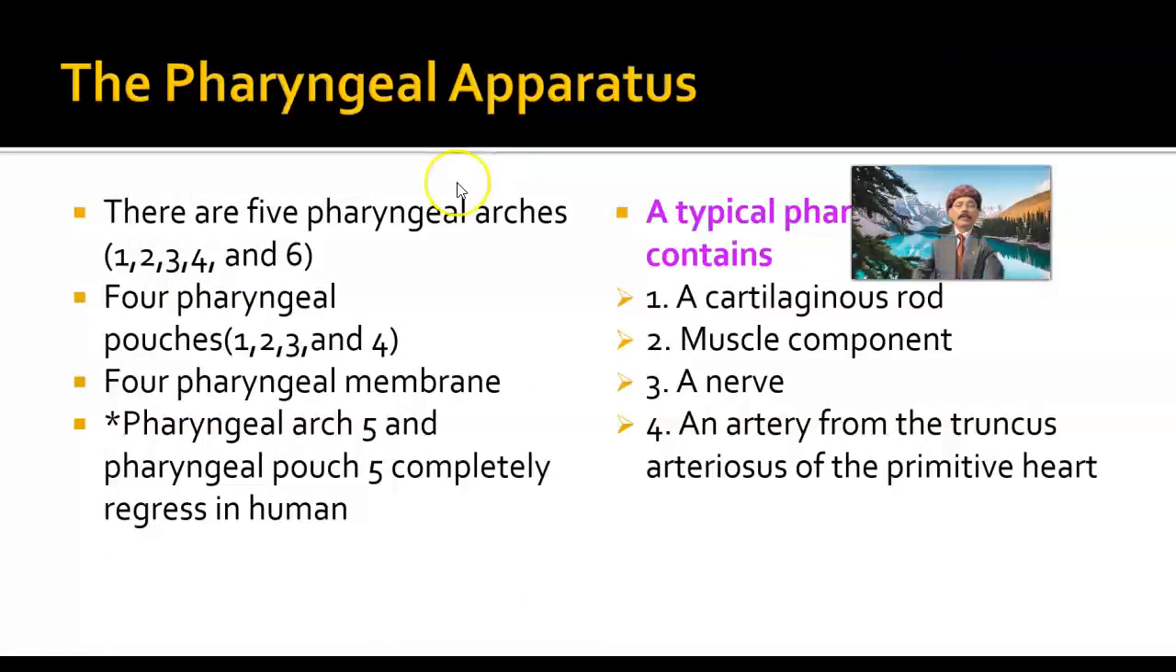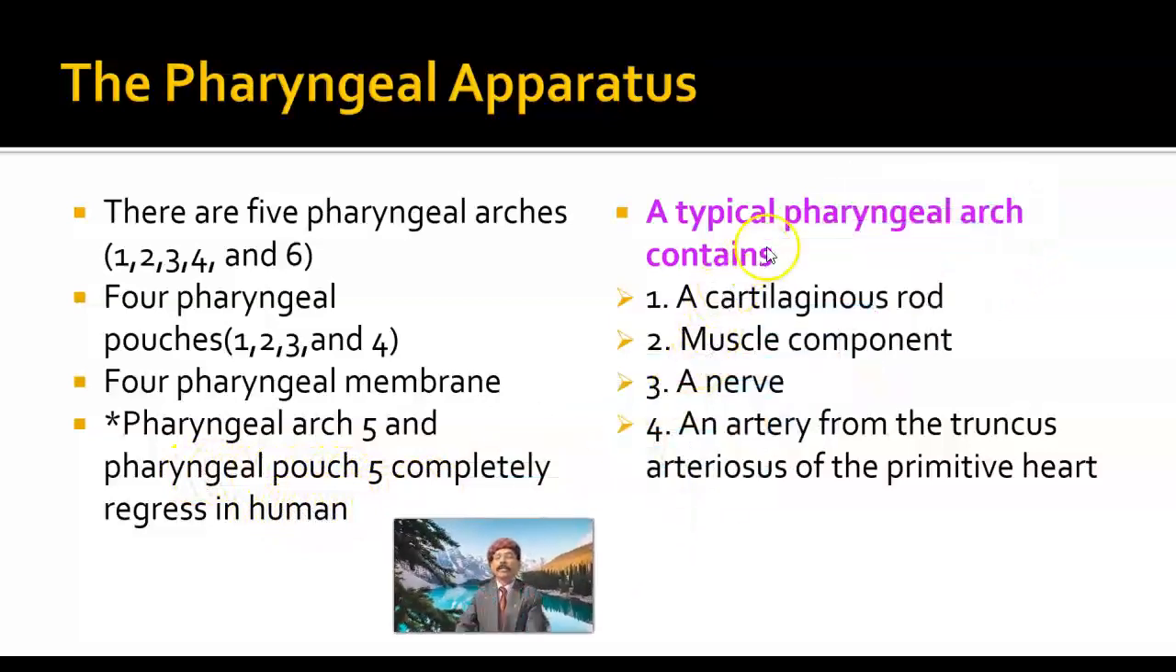In the pharyngeal apparatus, there are 5 pharyngeal arches: 1st, 2nd, 3rd, 4th, and 5th were present initially, but the 5th disappears totally with just a remnant of the ultimobranchial body. So ultimately we have 5 pharyngeal arches, 4 pharyngeal pouches, 1, 2, 3 and 4, and 4 pharyngeal membranes. Pharyngeal arch 5 and pharyngeal pouch 5 completely regress in humans.